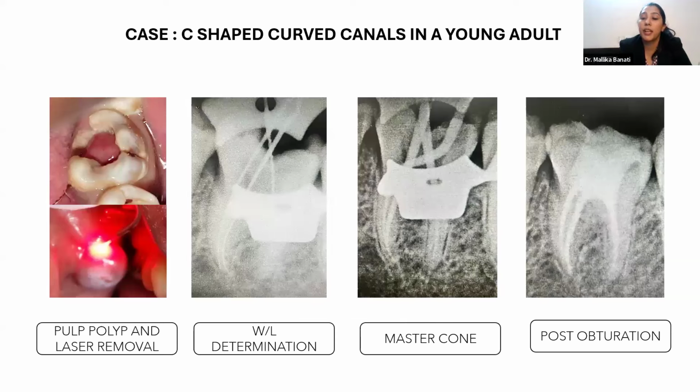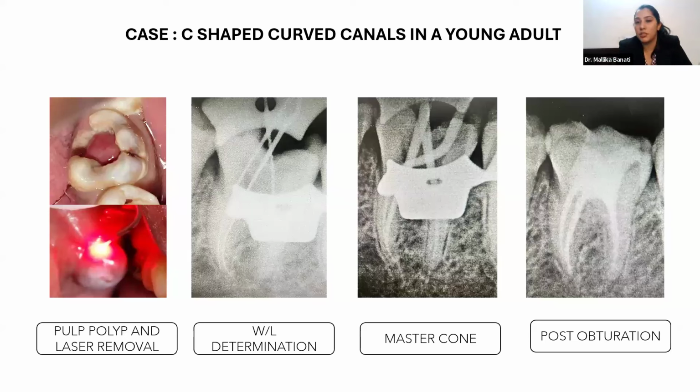Now, this is the C-shaped type of curve that I was telling you. These are mostly found in traumatic cases or cases with young adults where you have some trauma associated with the tooth, where it had been in that growing age. So you see the pulp polyp. I removed the pulp polyp with the laser, and you have your patency maintained with the normal files. Master cone was taken. It was a single cone obturation. So the C type of curves are not very difficult to manage.